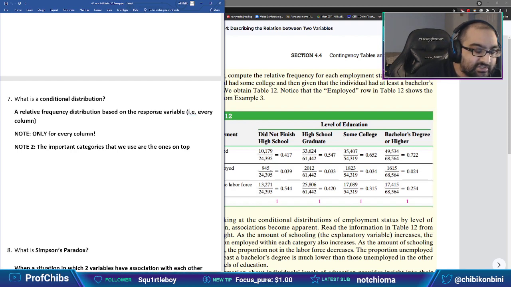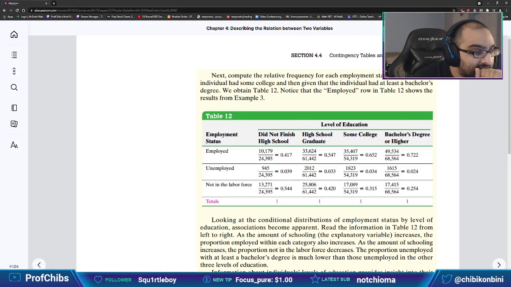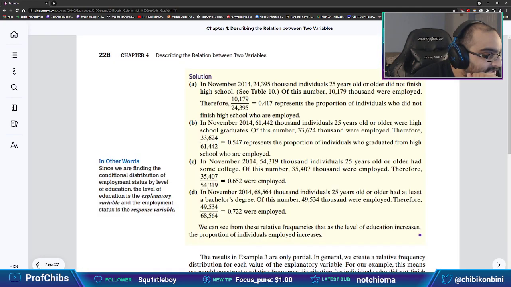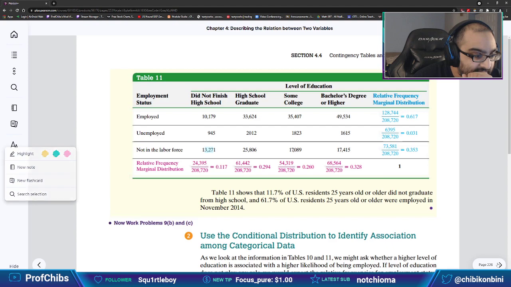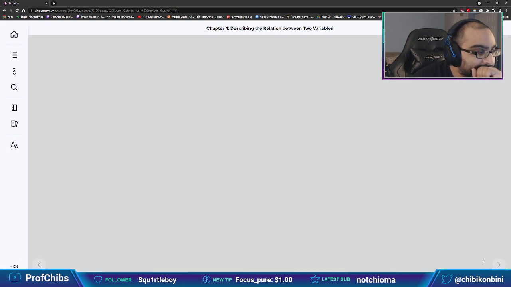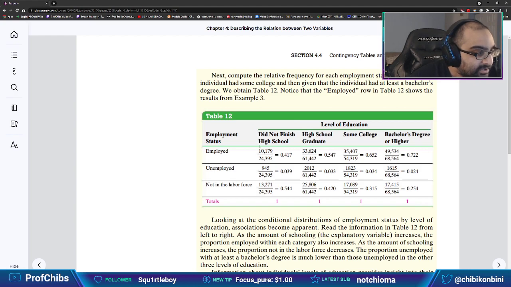All right, so let's at least break this down for just a second. In the table, the total for the amount of people who didn't finish high school was 24,395. Remember, that's what we got from our frequency chart when we added up the 10, the 945, and the 13,271. So we say, well, how many people are employed? Well, 10,179 out of the 24,000 that didn't finish high school. How much percentage is that? That's 41.7%.